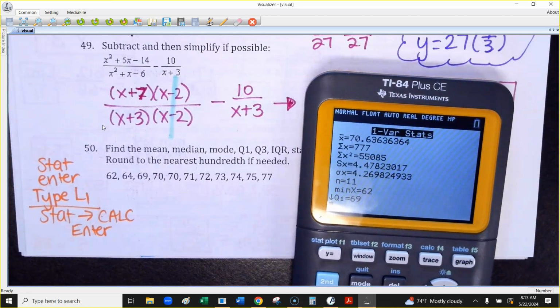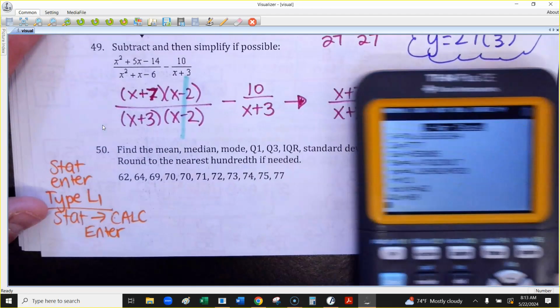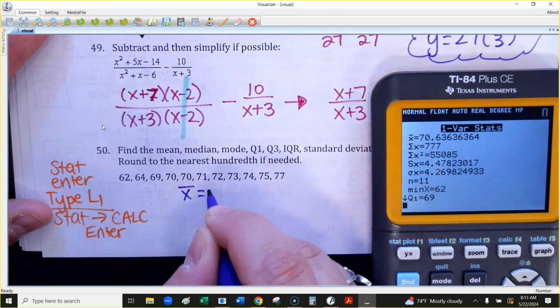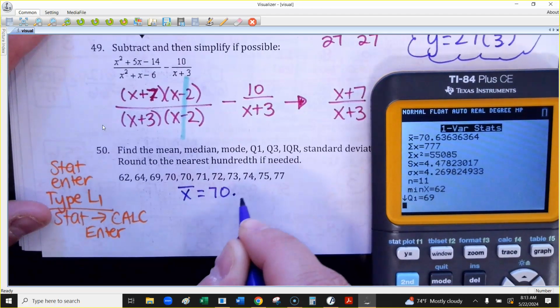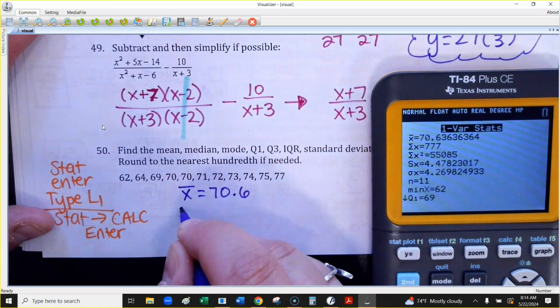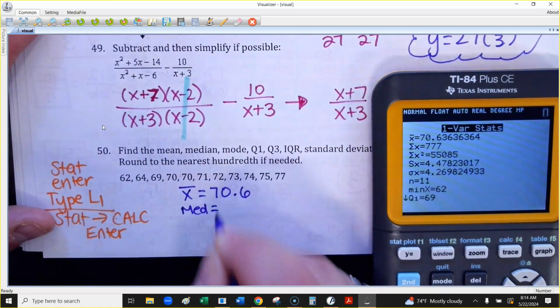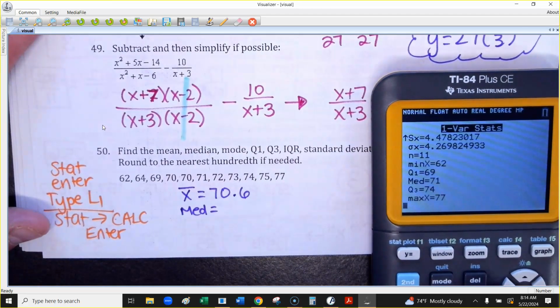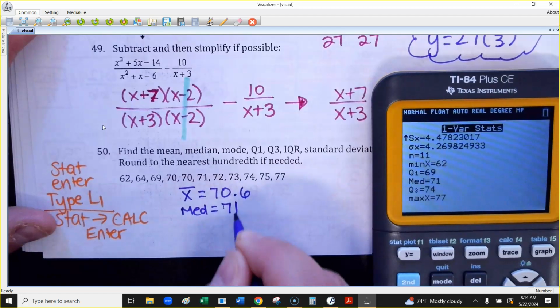And then I'm going to write down everything they ask us for here. So let's see, the mean, x bar, that's that very first thing. I'm just going to round it to the nearest tenth. So I'm going to say that's about 70.6. The median is in the calculator screen. That's the second quartile, but it's also called Q2, but you're going to see it as MED in here, which is going to be 71.